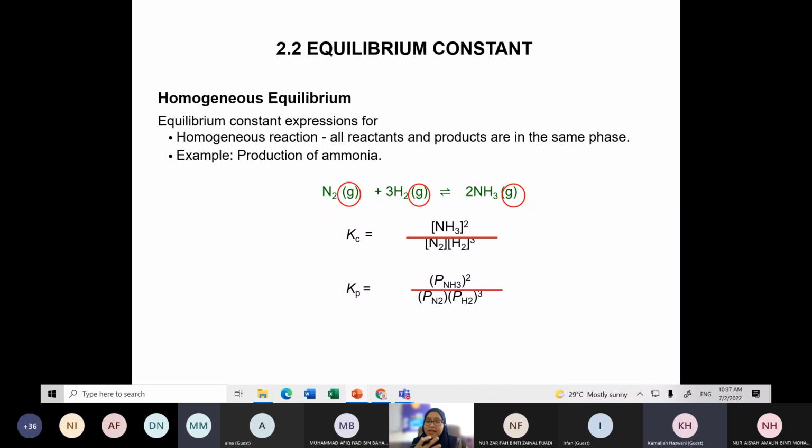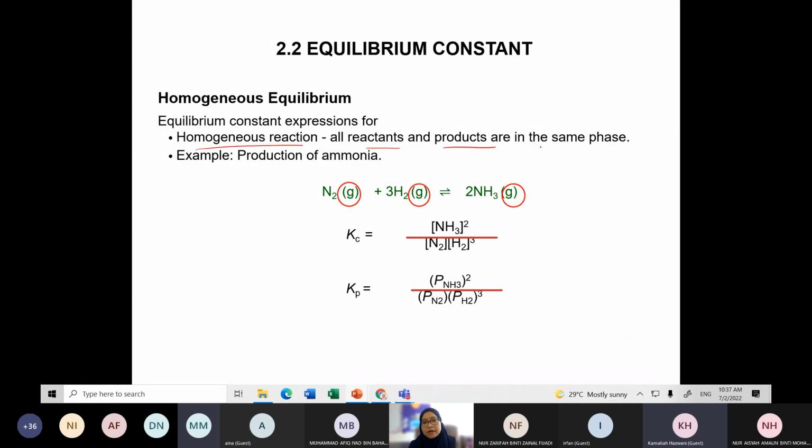Okay, so we have K equilibrium. K equilibrium can be divided into Kc and Kp. C stands for concentration, P stands for pressure. Now we have two types of equilibrium: homogeneous, and later on we will have heterogeneous equilibrium. So, the equilibrium constant expression for a homogeneous reaction.